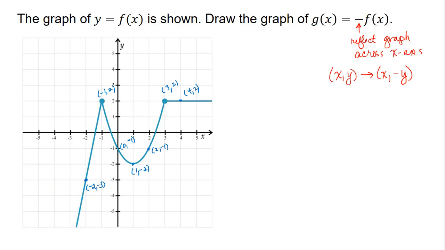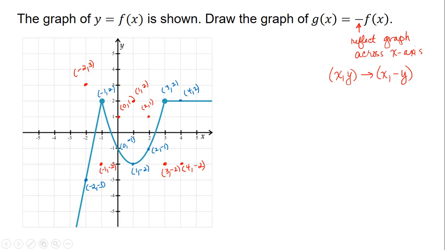So negative 2, negative 3 on the graph of g would be negative 2, 3. Negative 1, 2 would become negative 1, negative 2. 0, negative 1 would become 0, 1. 1, negative 2 is 1, 2. 2, negative 1 would be 2, 1. 3, 2 would become 3, negative 2. And 4, 2 would be 4, negative 2.